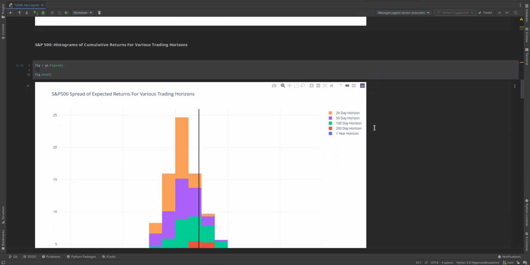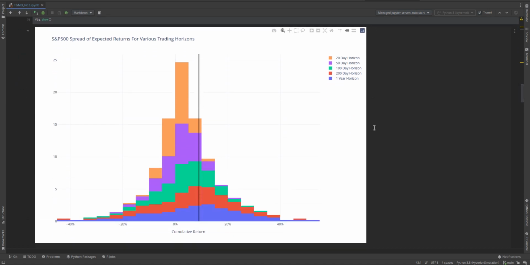So what is your expected forward return for a 20-day horizon? What about a 50-day horizon? What about 100, 200? You can do this for any forward-looking horizon. I've chosen 20, 50, 100, 200 just for illustration purposes, because these are the inputs we use for a simple moving average. The black line is, once again, the 9% that you see for the 250-day trading horizon.